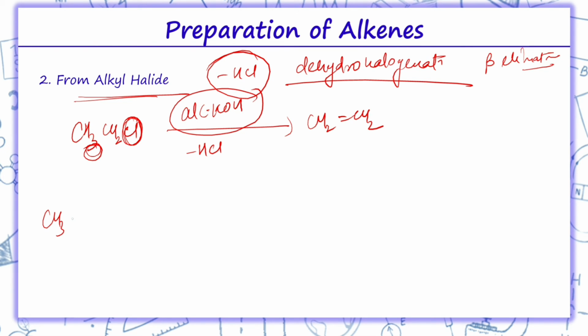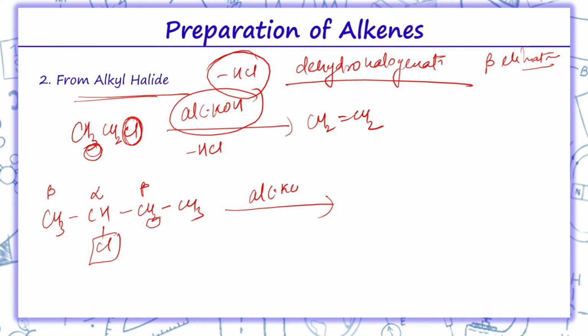Similarly, if we have an alkyl halide which has 2 beta positions, the carbon attached to the chlorine is the alpha carbon and the neighbouring carbons are beta carbons. Hydrogen will be removed from the carbon which has fewer hydrogens, that is, here hydrogen will be removed from CH2. This rule is known as Saytzeff rule. The product formed will be CH3CH=CHCH3. So this is how we prepare alkenes from alkyl halides.